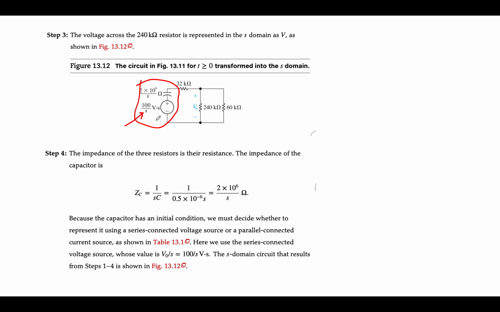The next thing is to realize that the impedance of the 3 resistors is given by their resistance when we transform the circuit, and the capacitor we just talked about. So here's the capacitive impedance. Here's the value of the source voltage that's in series with it. So this is our S domain circuit, and now we're just going to solve this circuit like we would any other circuit. We've got a voltage source, and then we've got 2 impedances in parallel.